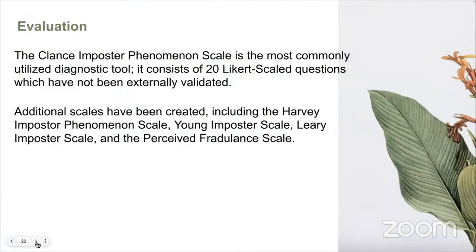Now we'll speak about the evaluation. Form annotate. Mute my audio. The Clance imposter phenomenon scale.